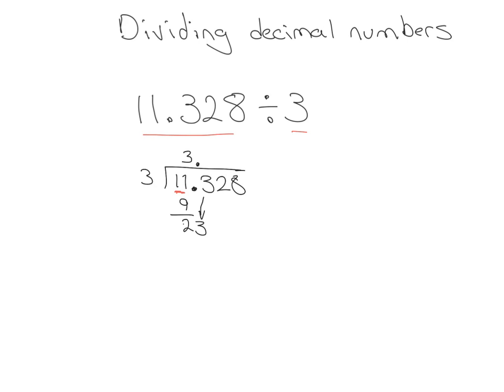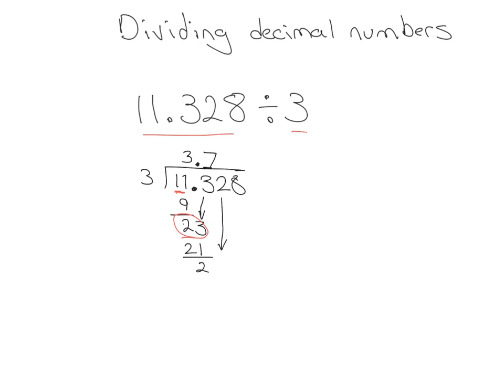Now, because I've moved this decimal up above, I am going to put my next digit just above the 3, right beside the decimal point. So I'm now thinking to myself, just like in long division, if I take 23, how many will be in each group if I divide it up into 3 groups? And the answer to that is 7. So 7 times 3 leaves us with 21. 23 minus 21 gives us 2.